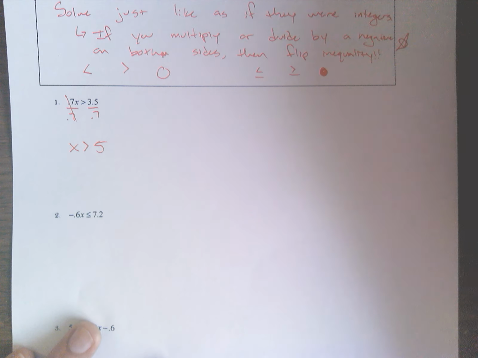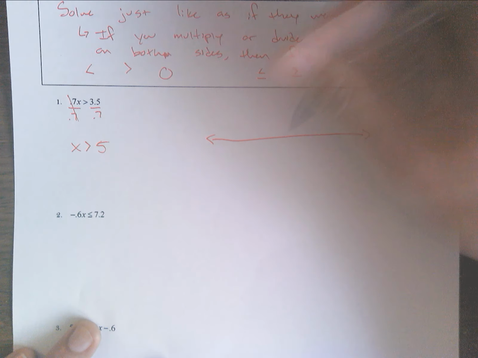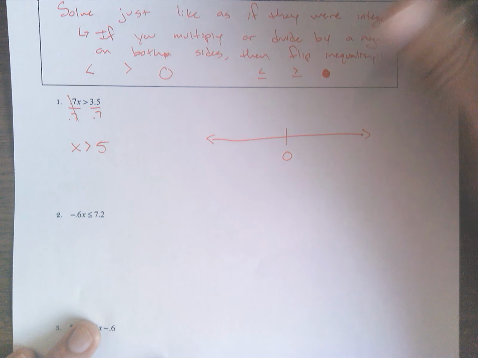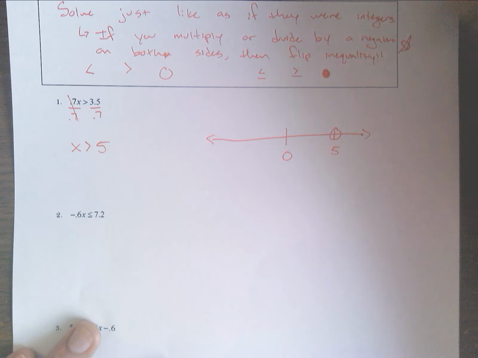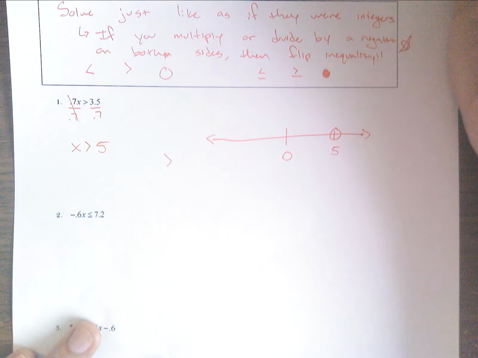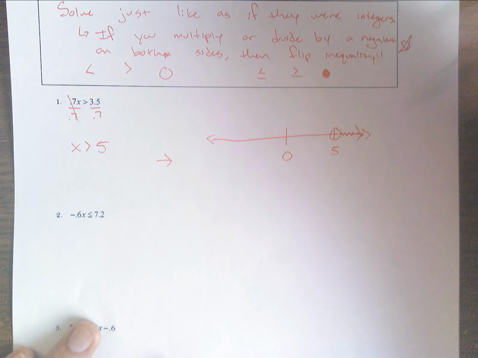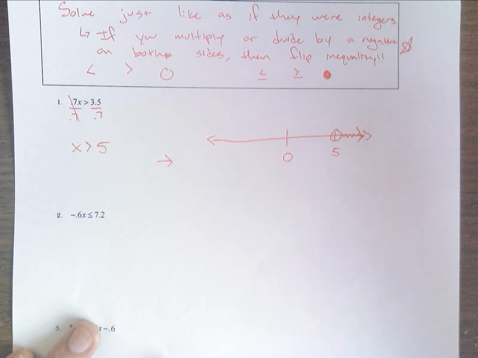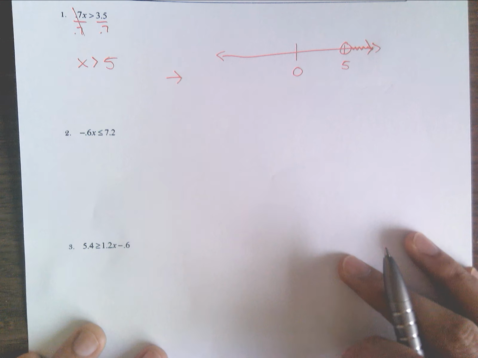In order to graph this, the variable's on the left-hand side, so we're good there. We plot 0 in the middle, and then 5 is positive, so that goes on the right-hand side. We're looking at greater than, so we have an open circle. And then using our arrow trick, we're going to draw in our arrow that tells us to shade on the right-hand side, go right. So we shade to the right and draw arrowheads at the end of our shading.